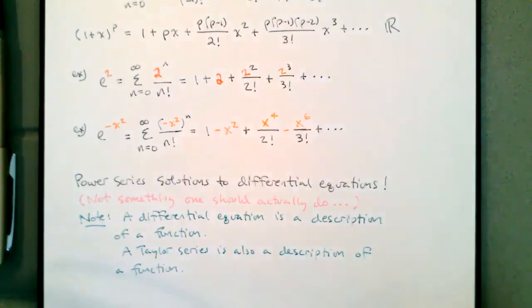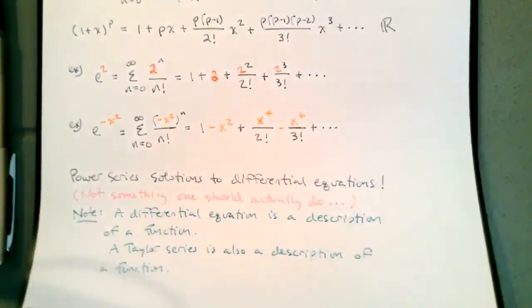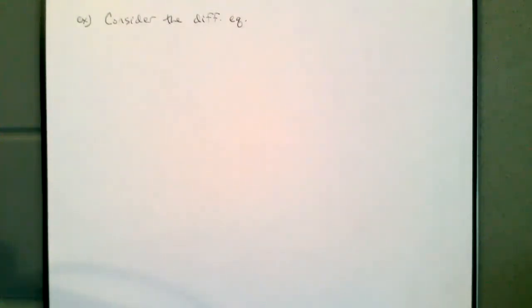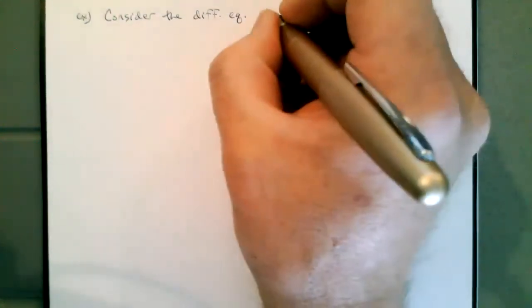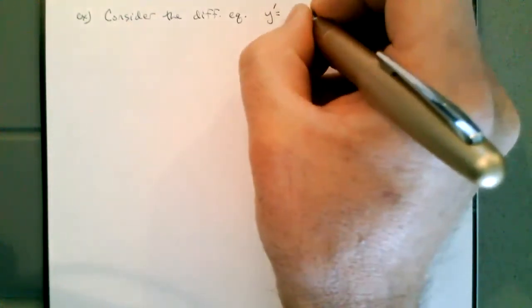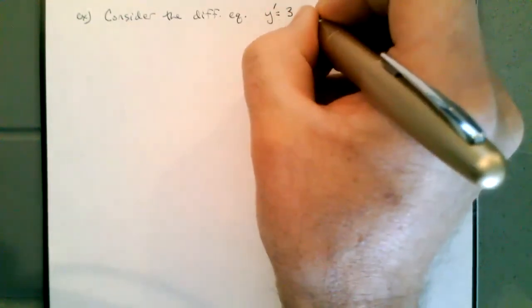So let's see how that works. And as usual, we're going to do this on something that we're familiar with. So for example, let's consider the differential equation, or the diff EQ, as the kids will refer to it. Let's consider the differential equation y prime is equal to 3 times y.